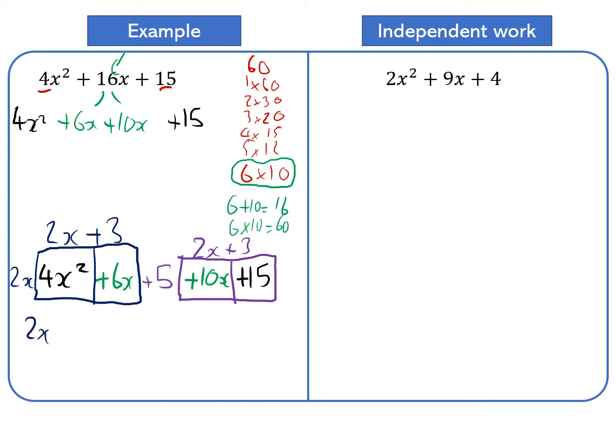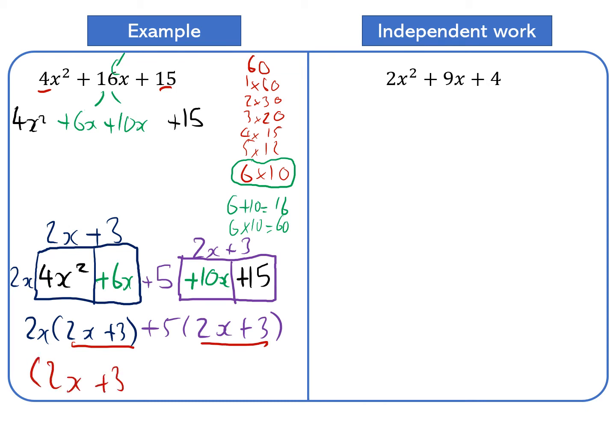So 2x bracket 2x plus 3 for my first one. 5 bracket 2x plus 3 for the second one. These are the same. That's my crucial check. That's my first bracket, and there goes my second. That's done.